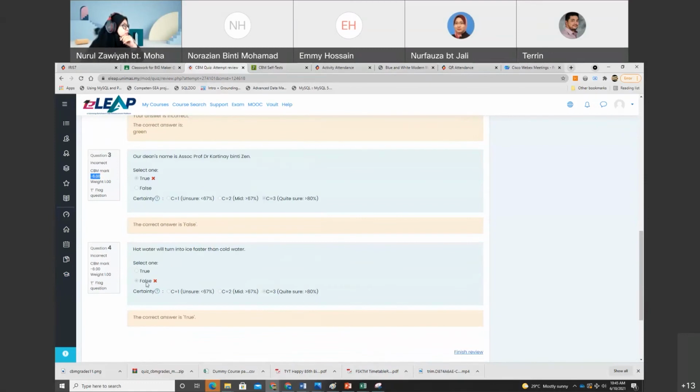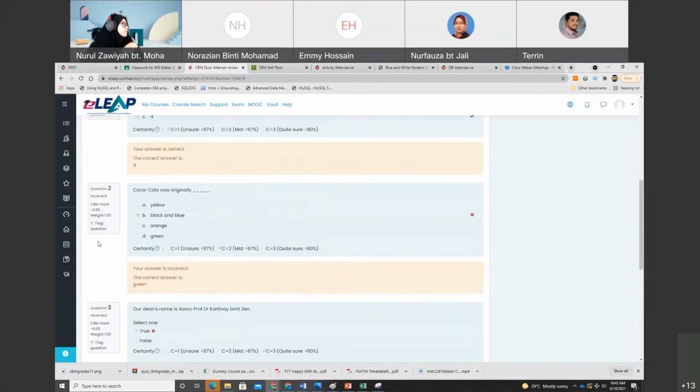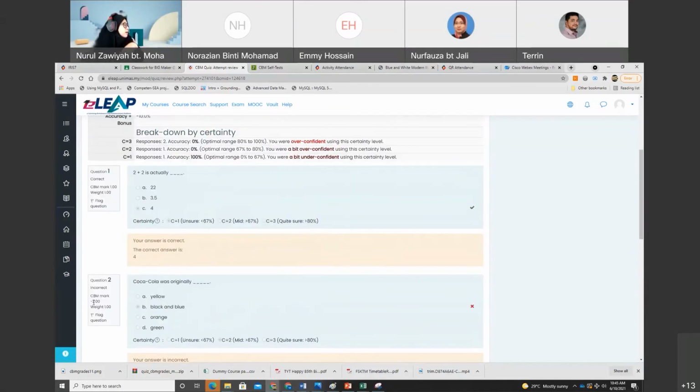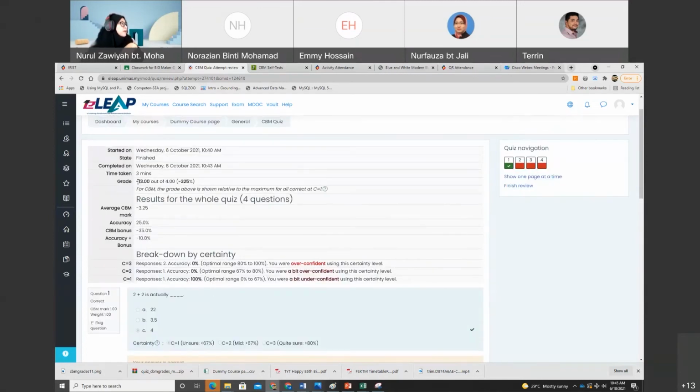Okay, so this one, the answer is true. The hot water will turn to ice faster than cold water. I get another -6. So -6 plus -6, add more, so -14 plus 1. So my mark is -13. So the 4 here is the original maximum marks if we don't use CBM.